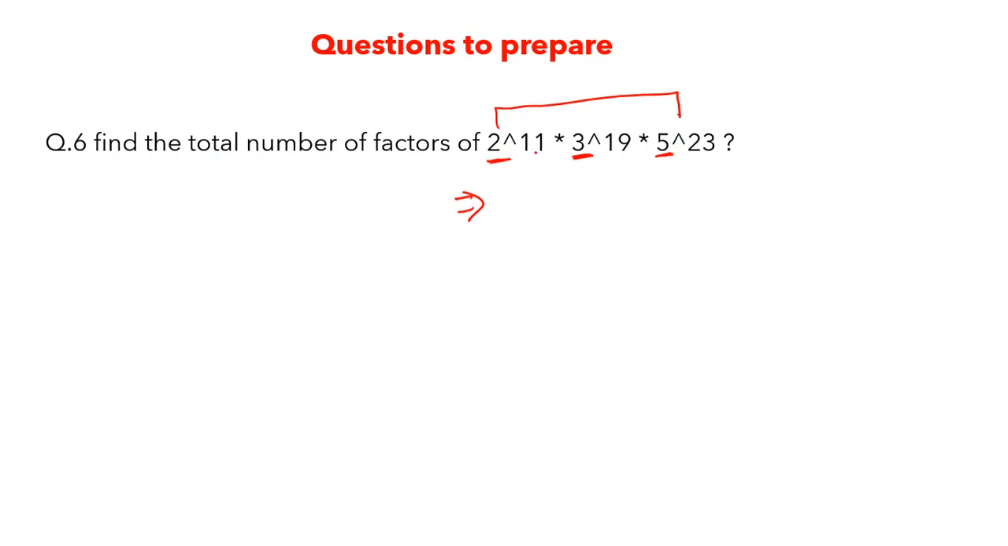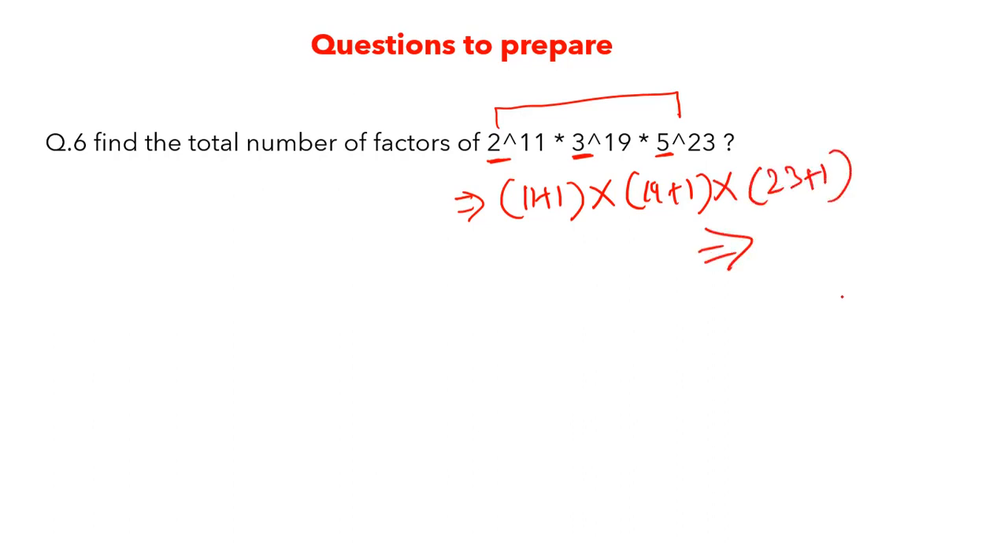So if this sort of prime factorization is given to you with some powers, then there is a direct formula. Just take each power and add 1 to it: 11 plus 1, into 19 plus 1, into 23 plus 1. And this multiplication is going to be the correct answer. So let's solve 11 into 20 into 24. And this is going to give us 240 into 24.